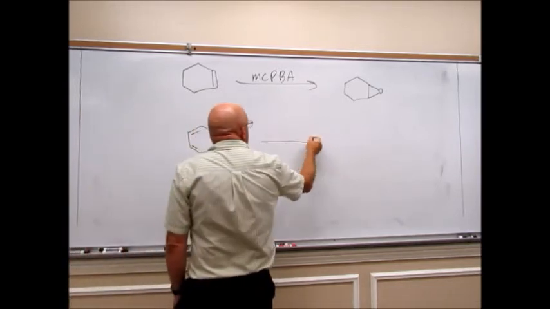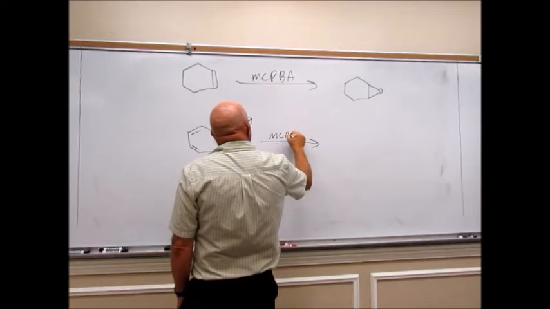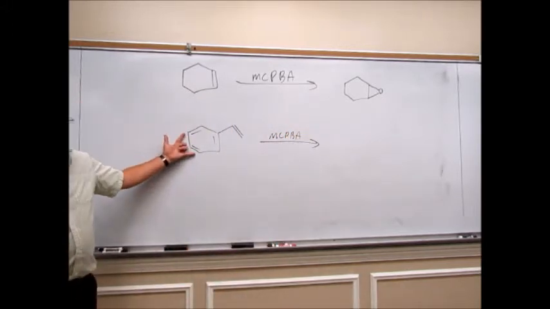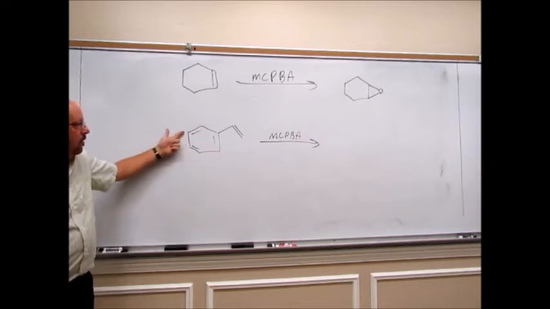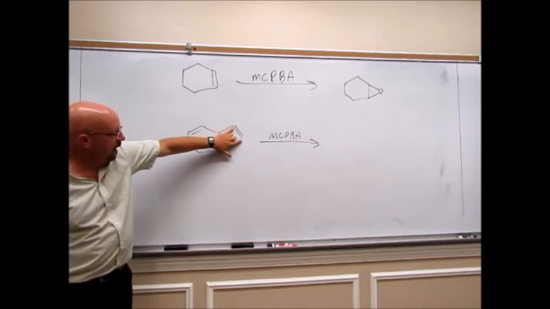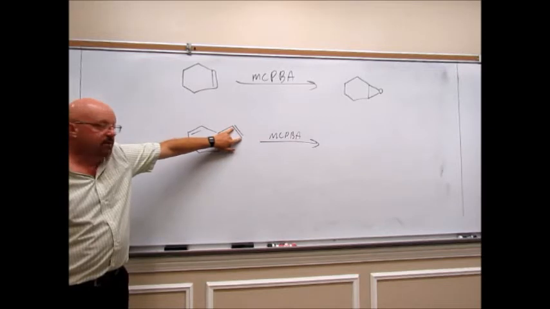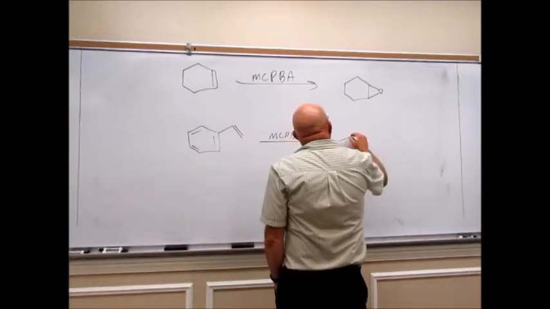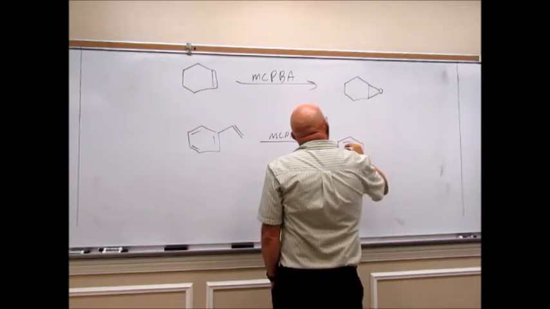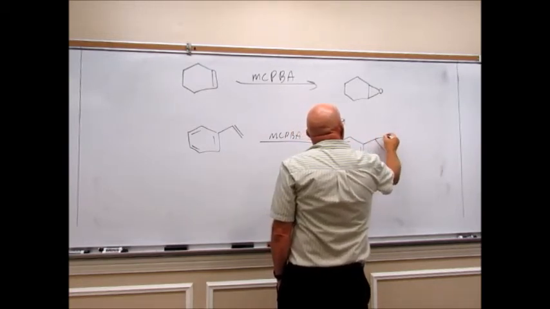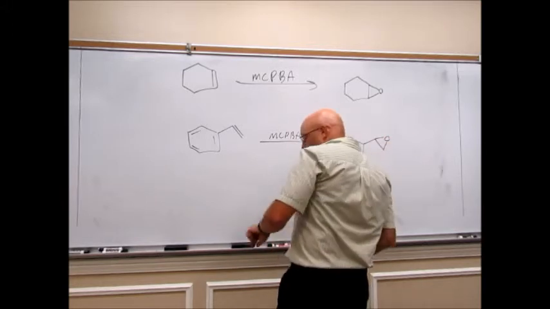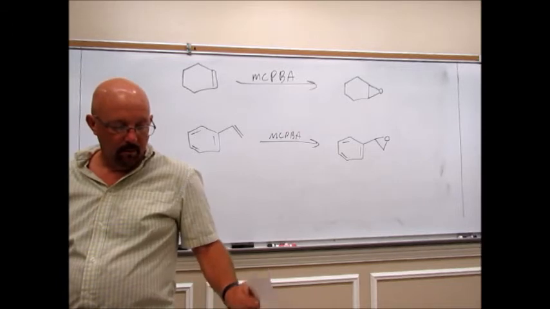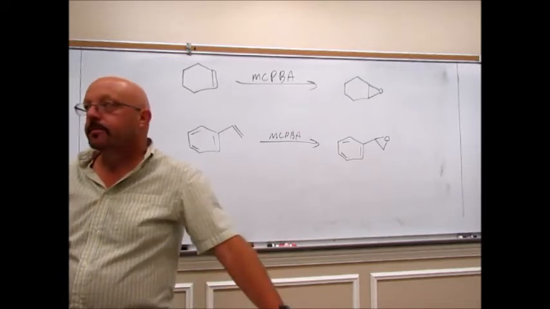Let's do another one. Now, we don't touch the phenyl ring. Phenyl ring's too stable. I'm not going to touch those double bonds, but my alkene out here, that's outside the phenyl ring, that's what's going to react and make the epoxide. So there's our epoxide ring. Questions?